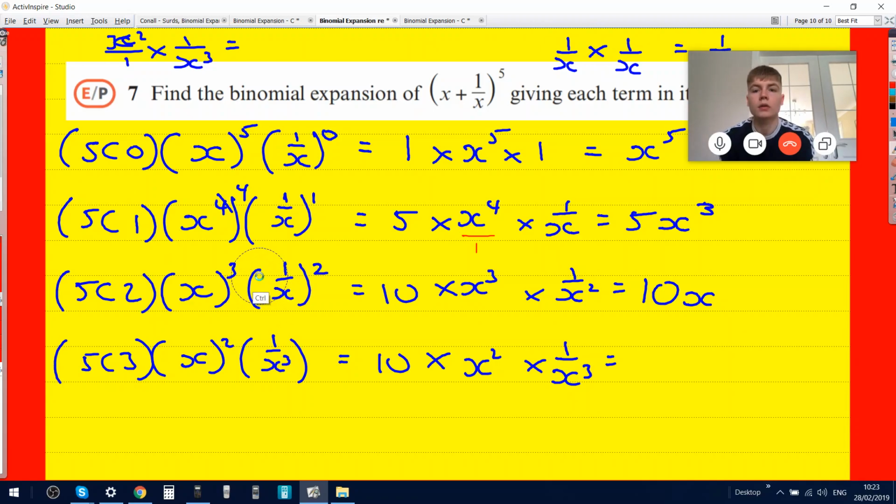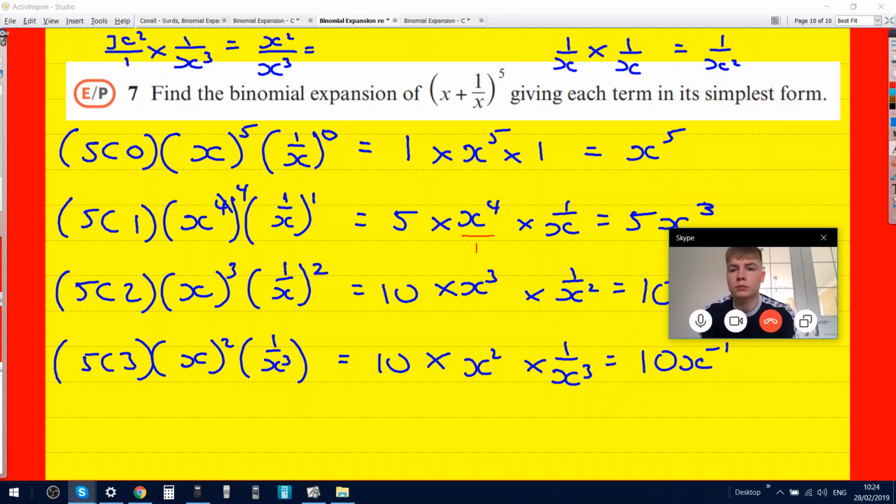X squared over 1. Is that just x squared over x cubed? And can you simplify that? Yeah, x to the minus 1. Oh, well done. Okay, so 10x to the minus 1, or just 10 over x would have been fine.